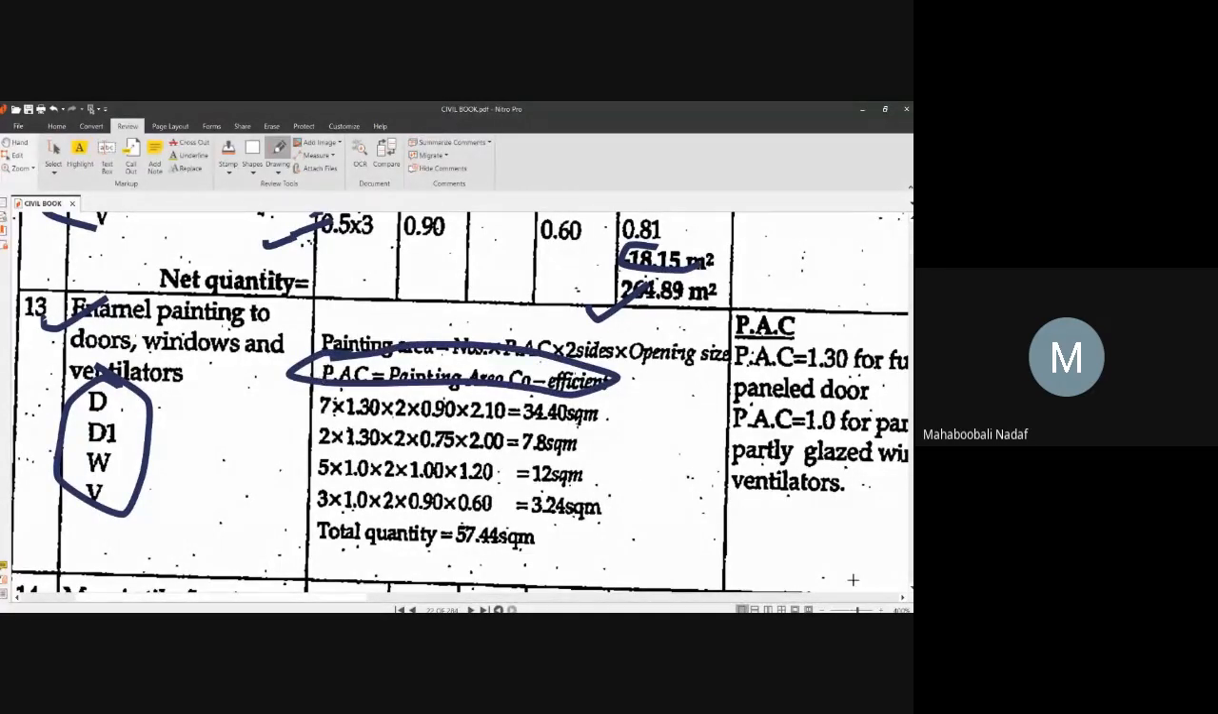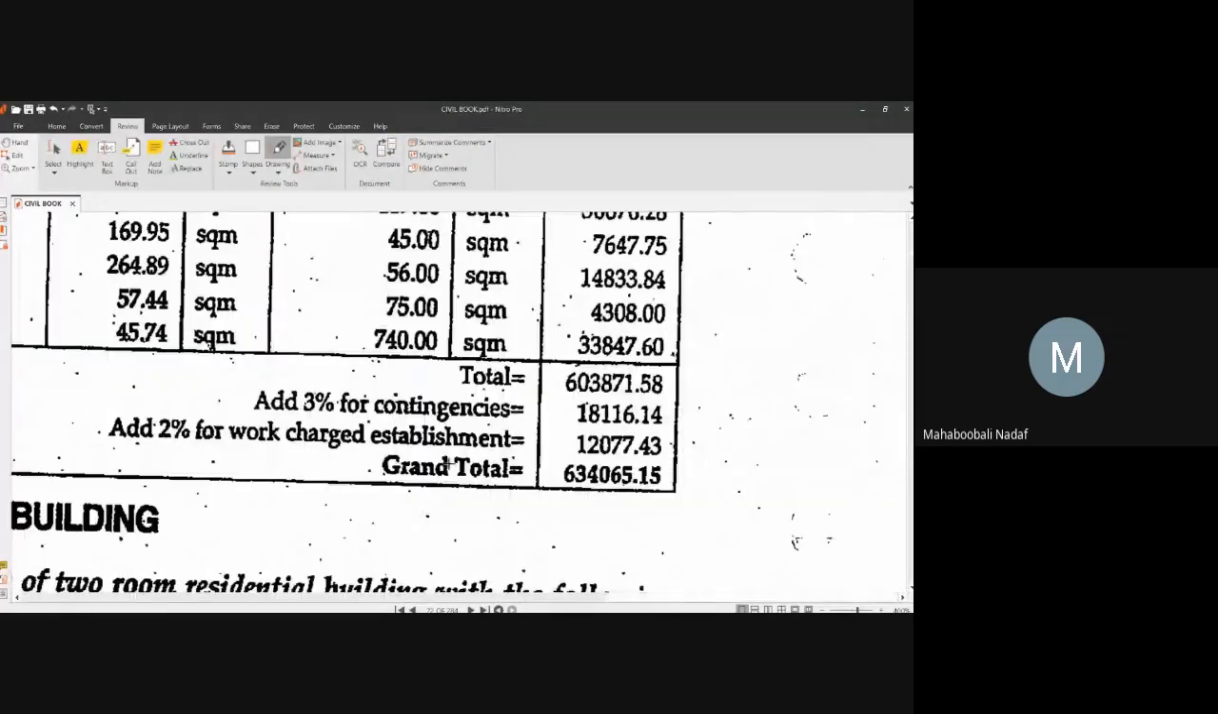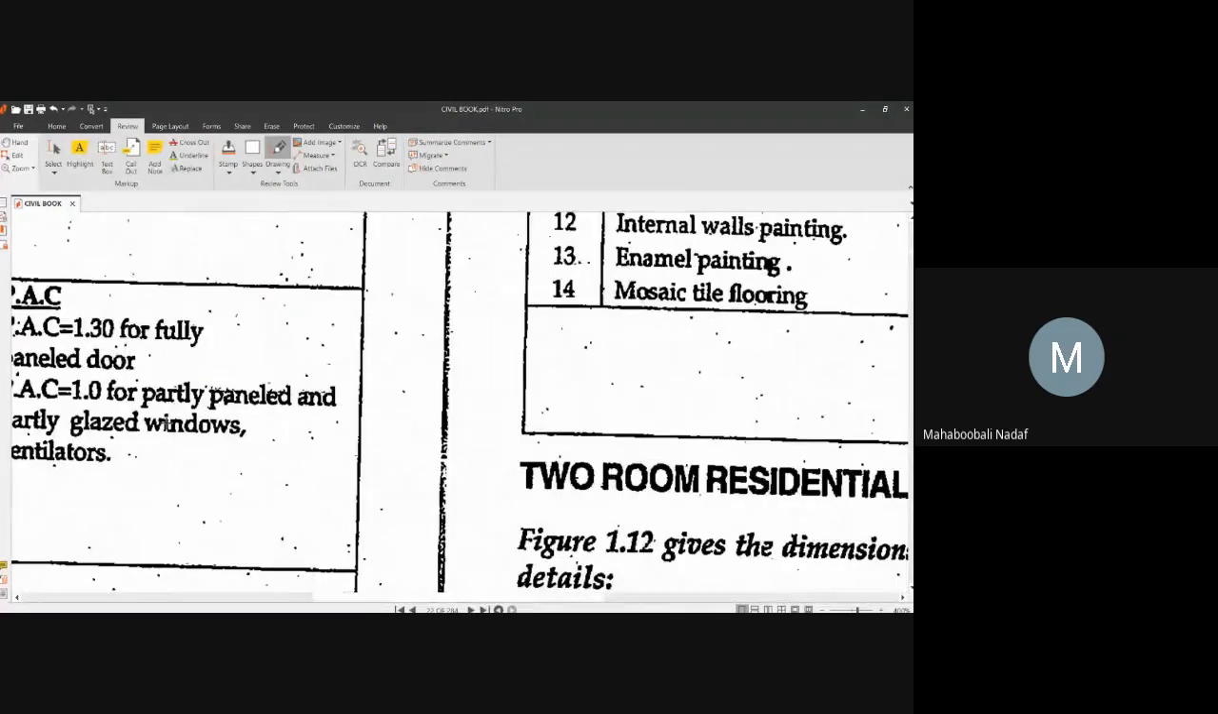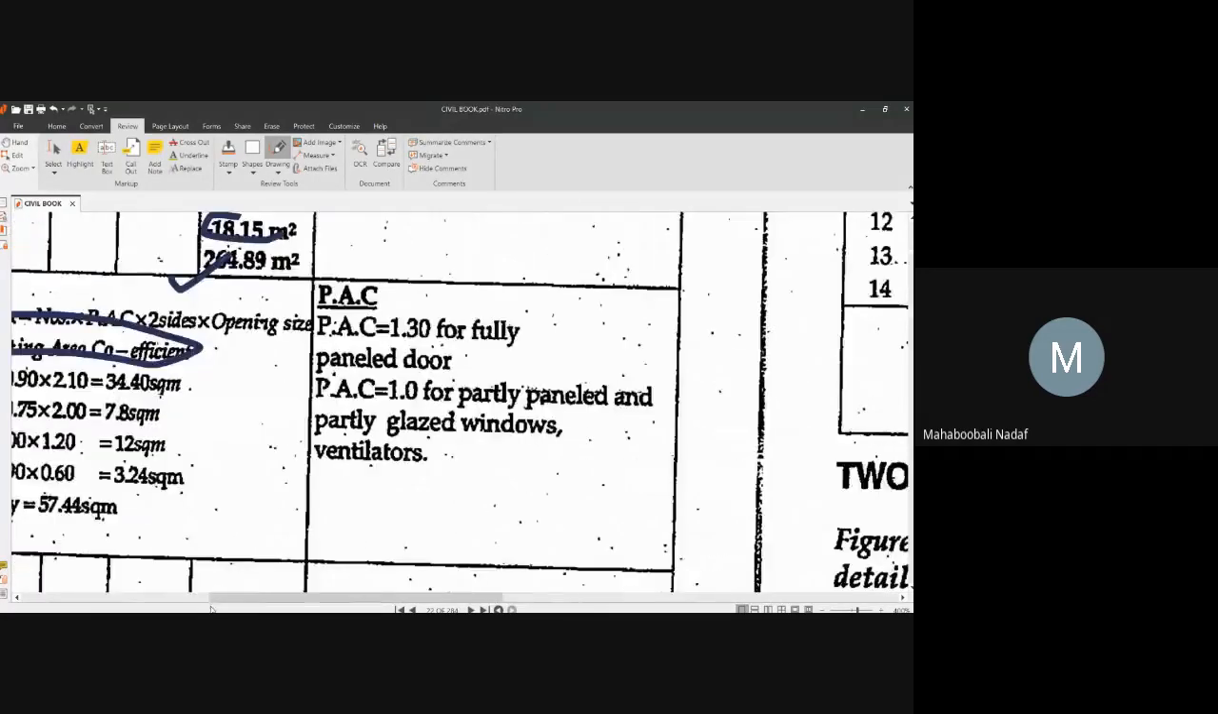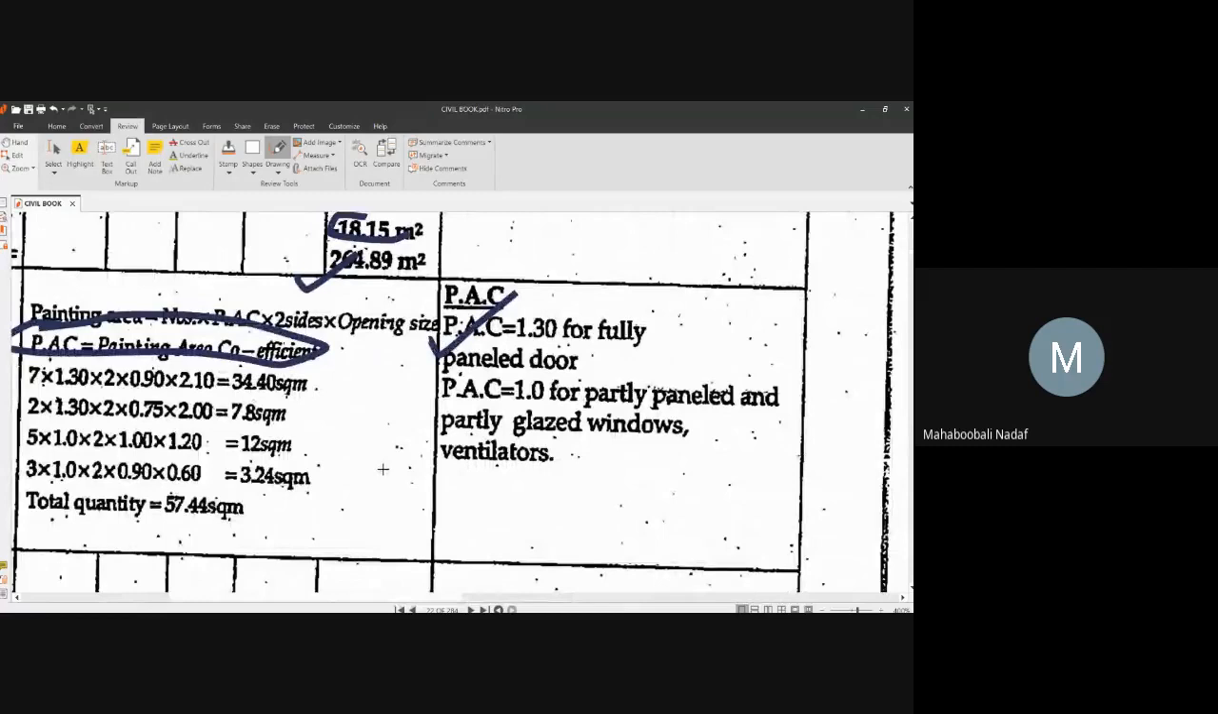Painting area coefficient. Generally, it is given in the example. Painting area coefficient for fully paneled, you should take 1.3. Partly paneled and partly glazed, you should take 1. Understand the concept, please. If it is partly paneled and partly glazed, there are fewer panels. If it is more of a glazed type of window, glazed means glass.